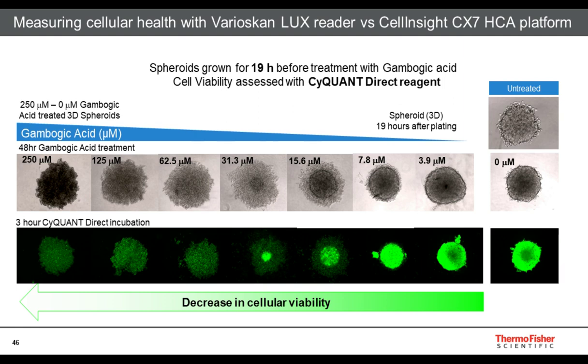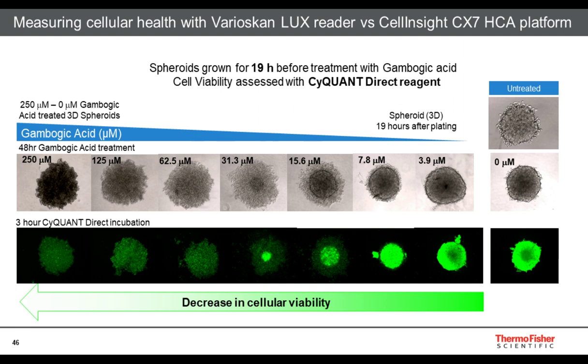The only advantage of using the high-content CX7 platform is that you can visualize the structure of the spheroid, and when using the CyQUANT Direct as a cell viability assay, your viable cells become highly fluorescent. Now, the top row of images here are phase contrasts, which allow you to visualize and see the compact structure of the spheroid. The bottom row images are the fluorescent channel for the CyQUANT Direct reagent, labeling viable cells.